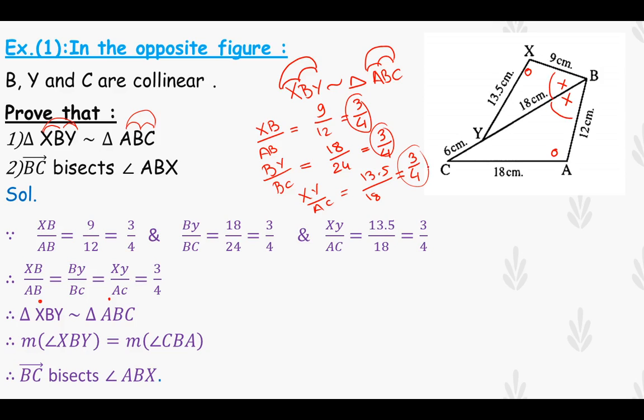That is to say that ray CB bisects angle XBA, which is the second requirement. So now from similarity we have measure of angle XBY equals measure of angle ABC. So BC bisects angle ABX. Okay, let's go to another example.